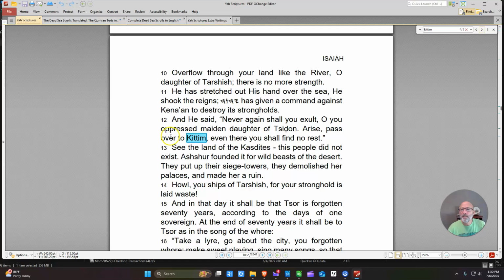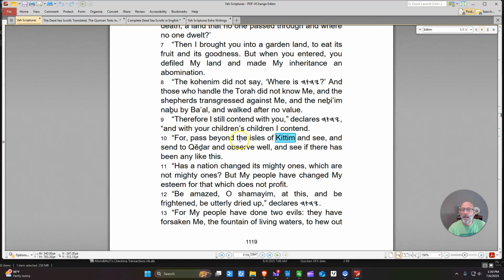Okay, our eyes pass over to Kittim. Here we are still in Isaiah. Arise, pass over to Kittim. Even there you shall find no rest, daughter of Zion. Okay. Pass beyond the isles. Here are the islands in the coast of Kittim. A reference to the area of Kittim again.